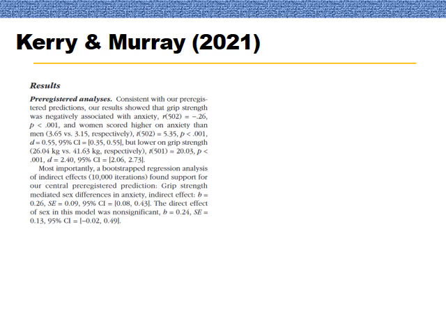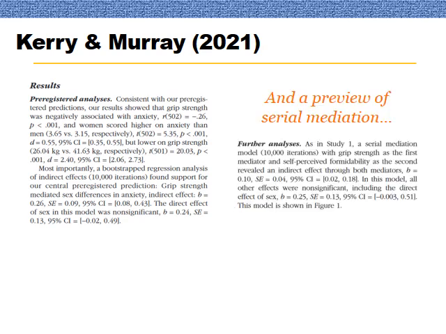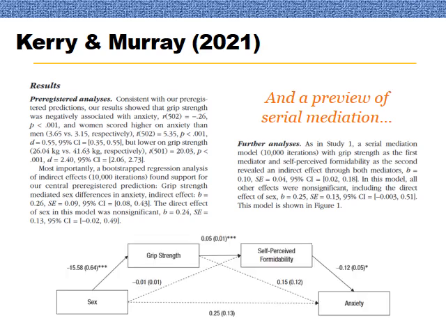Most importantly, they say, there was a significant indirect effect of sex on anxiety through grip strength. Now, in their study, they actually included a second mediator, which is something that we'll talk about in 2 weeks when we talk about serial mediation. Here's what their model actually looked like. They had not one, but two mediators of the relationship between sex and anxiety.